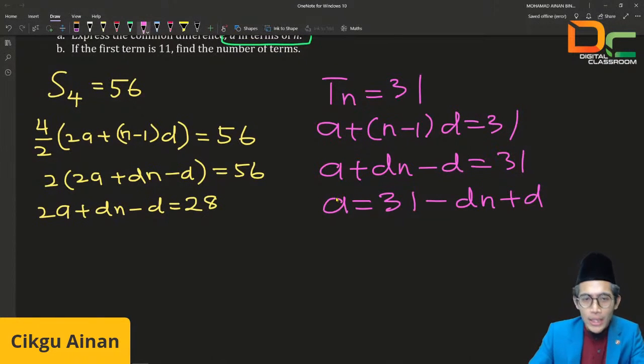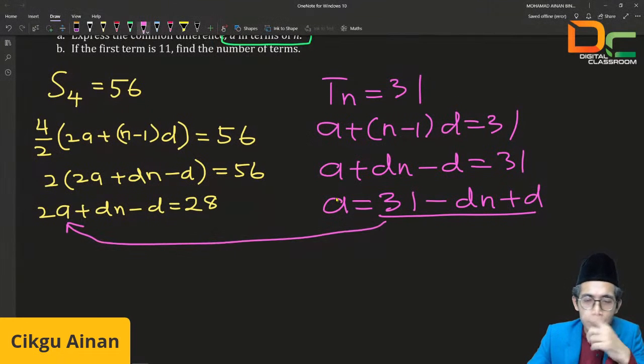Settle. Okay, now. Just now I said we have to express A in terms of something, right? So now we've got A, this one. Okay, so what do we do? We substitute this A inside here. Why substitute A? Because we don't want A anymore.